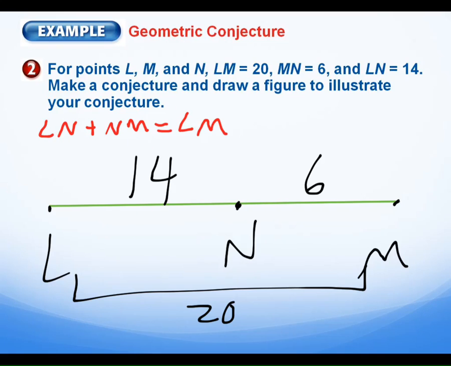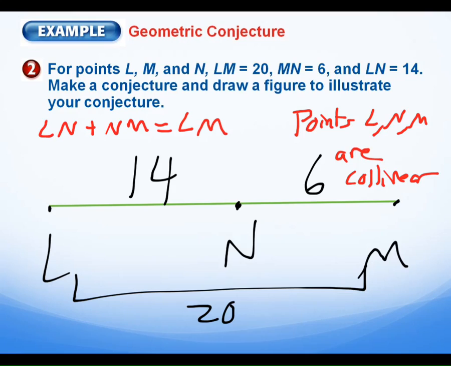That's also a true statement. Another true statement I could make based on this example is that points L, N, and M are, what's that vocab word? Collinear. That's also a conjecture. That's a true statement based on this example. So there's not always one right conjecture because sometimes there are a lot of true conjectures. This is true based on this example, that these are collinear, and that if I add these two pieces together, it equals the entire piece. So that's a true statement. Good.